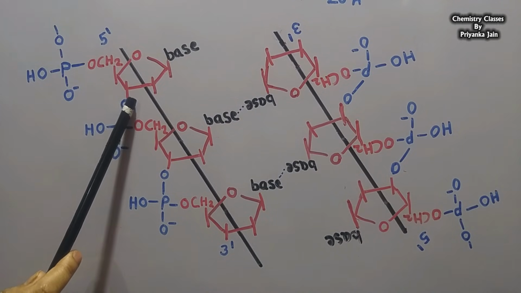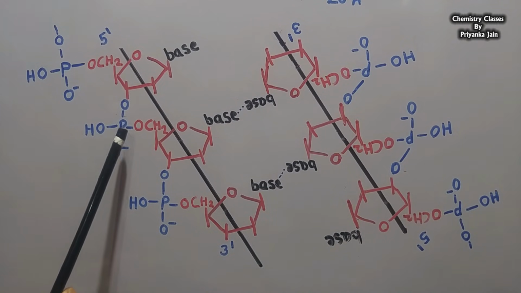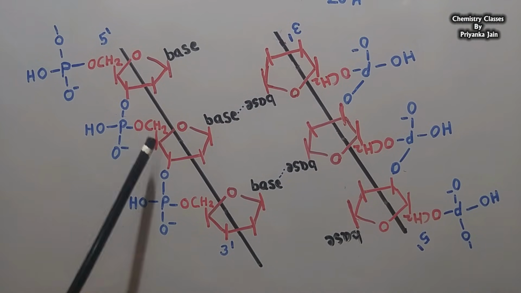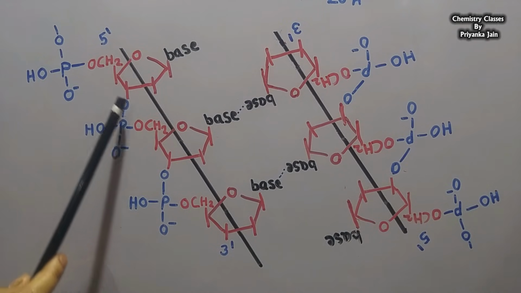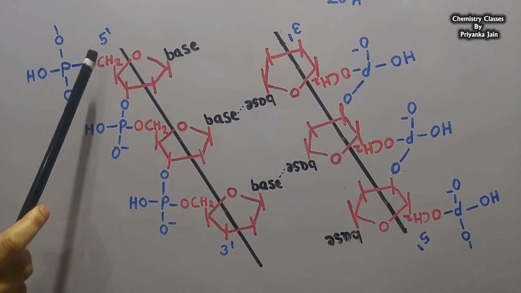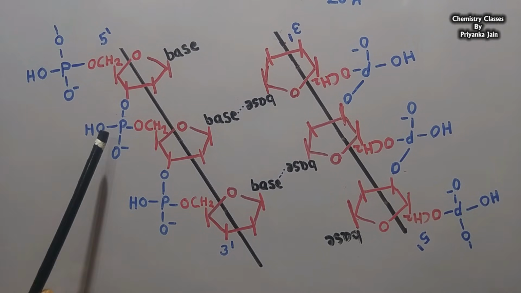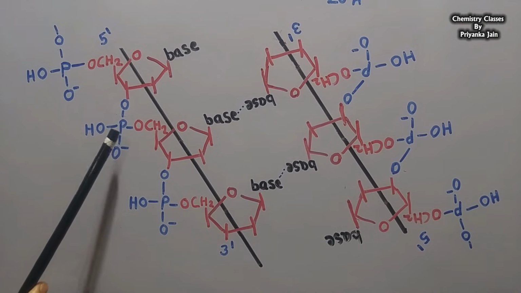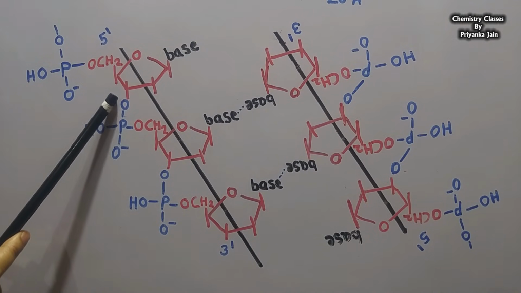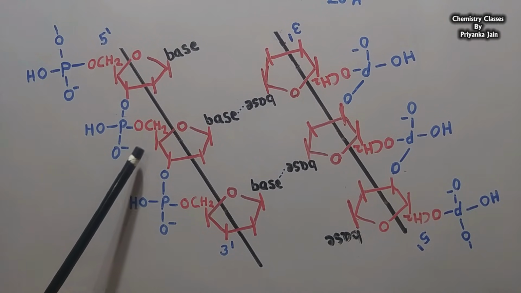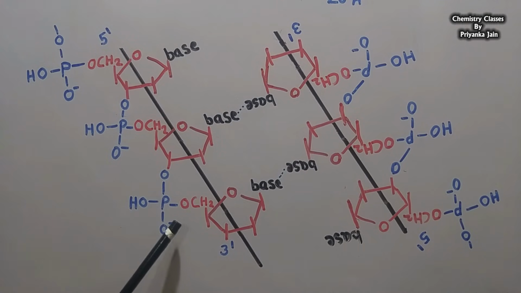Now at the C3 carbon atom, there is attached the phosphate group of another nucleotide, forming a dinucleotide structure. It means the phosphate group is attached to one C5 carbon atom and at the other end to the C3 carbon atom. In this way a link is formed. This phosphate group is attached at the C3 carbon atom here and here at the C5 carbon atom of another nucleotide. In this way a chain is forming. This is called a polynucleotide chain.